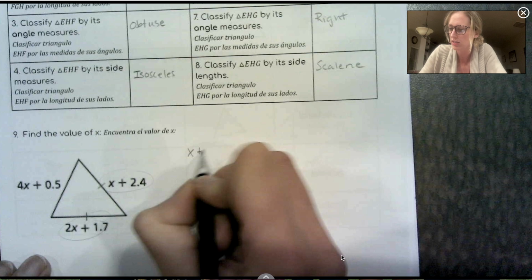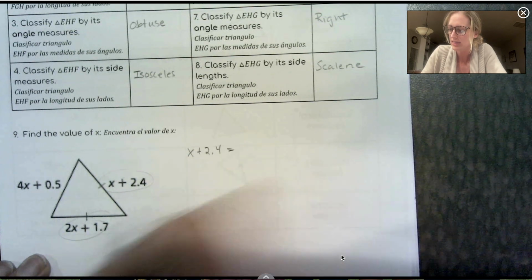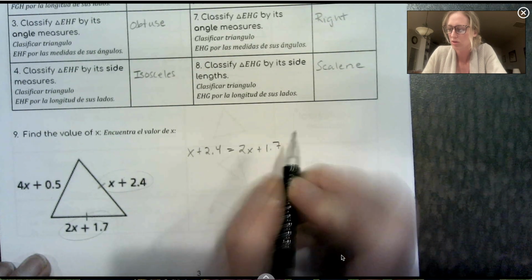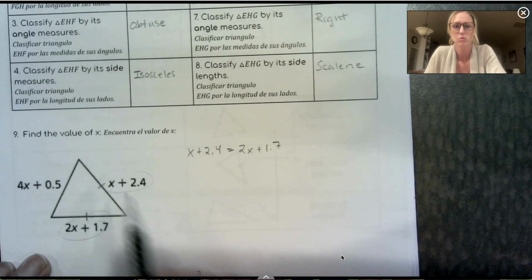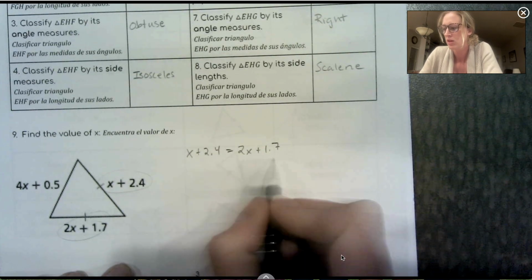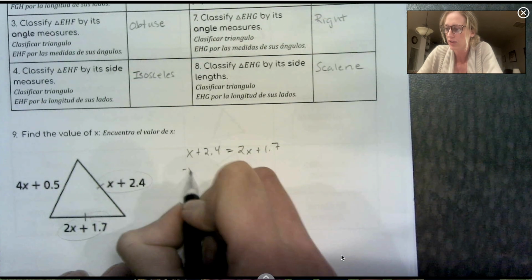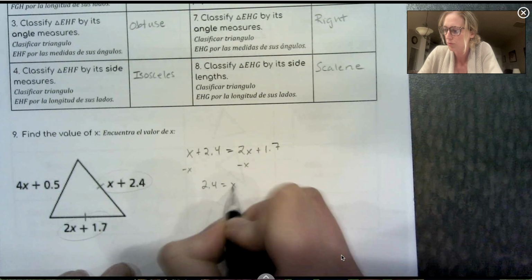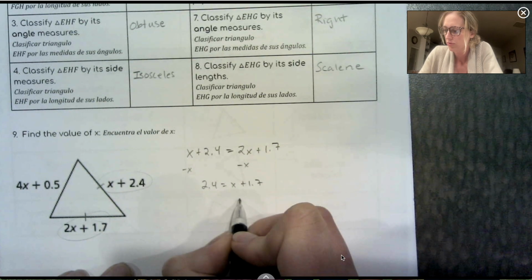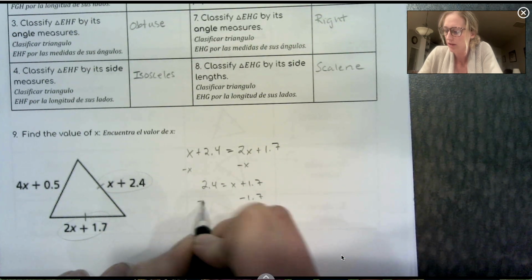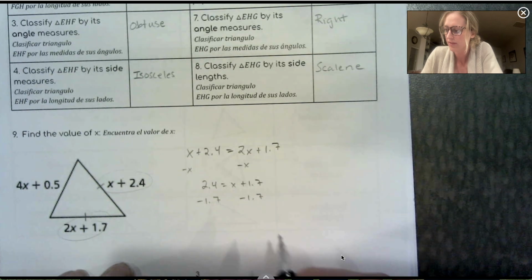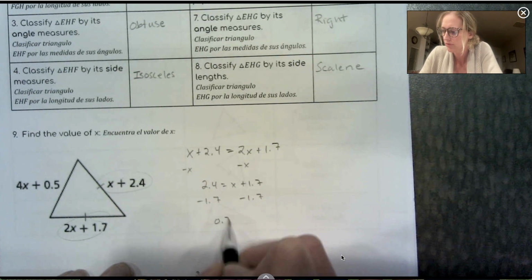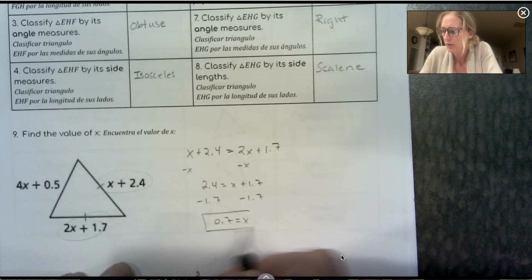So x plus 2.4 has to equal 2x plus 1.7, and the reason I'm setting those equal is because I'm told they're congruent with those markings in my picture. So I'm just going to subtract x from both sides. So I've got 2.4 equals x plus 1.7. Subtract 1.7 from both sides. And let's see, I think we get 0.7 there for x. And there, I was asked to solve for x.